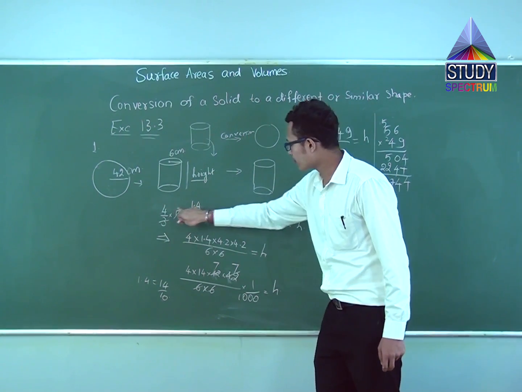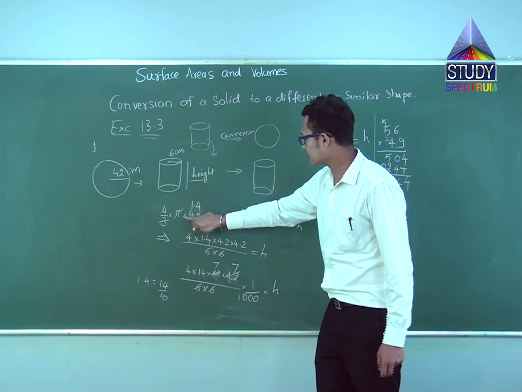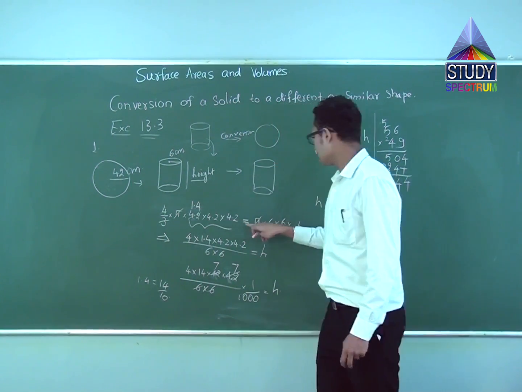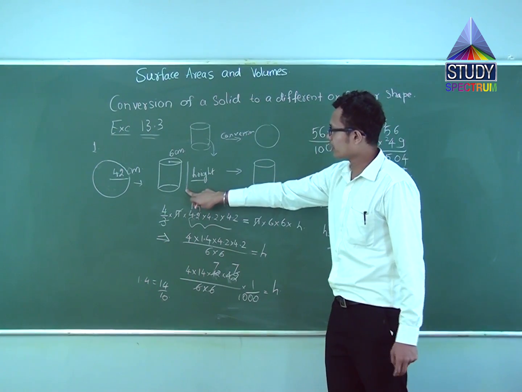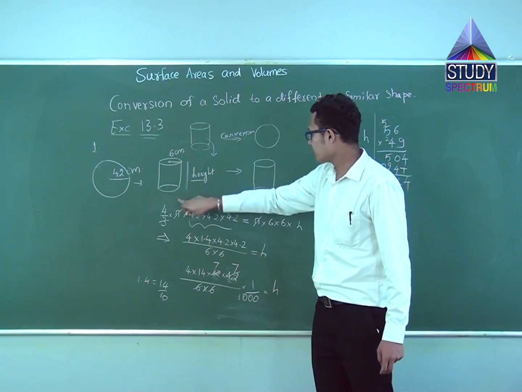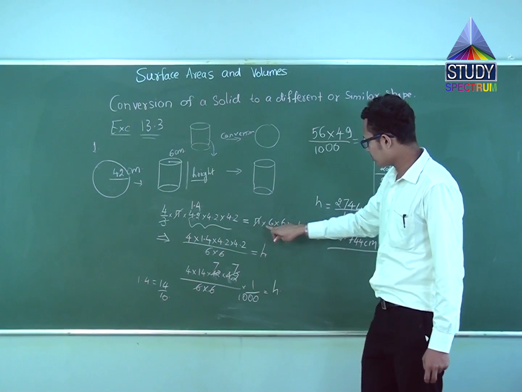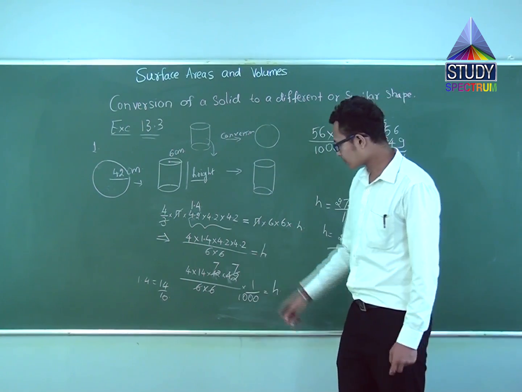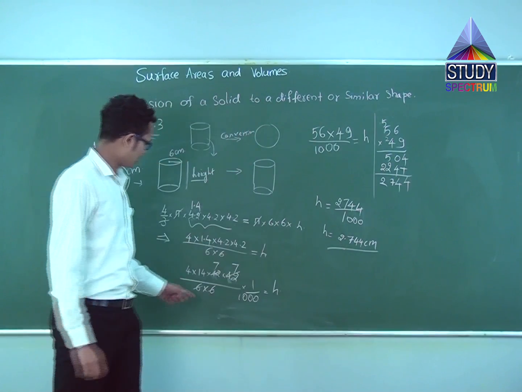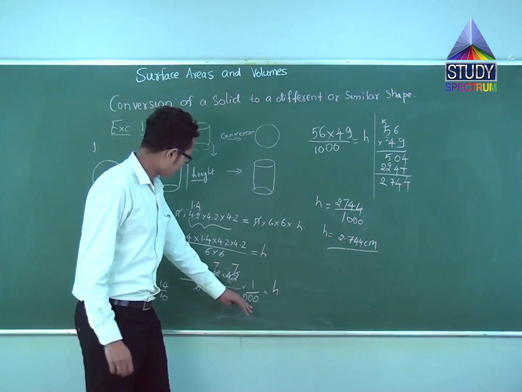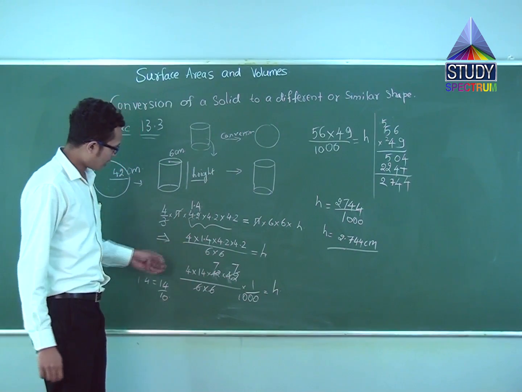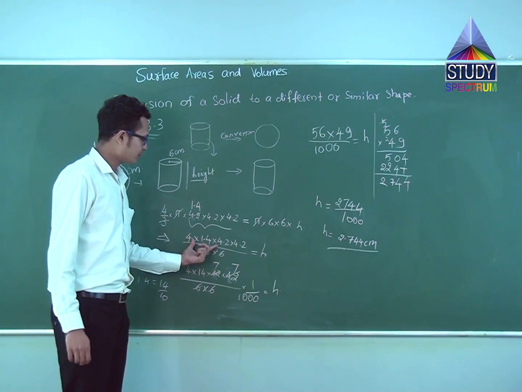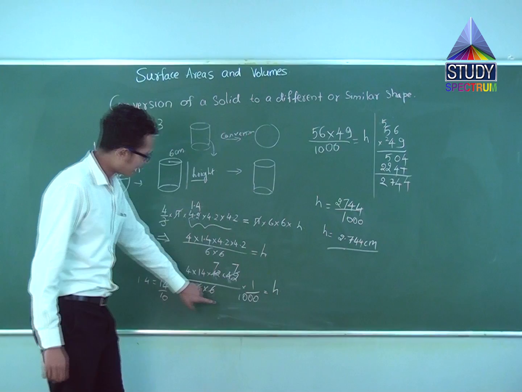4 by 3 pi r cube, where r is 4.2, so 4.2 into 4.2 into 4.2, equals pi into r square into h, that is the volume of the cylinder. Again, simplifying this equation, you have h here, and the main step is how to avoid fractions. Fractions are always confusing, so try to avoid fractions and write in this form.